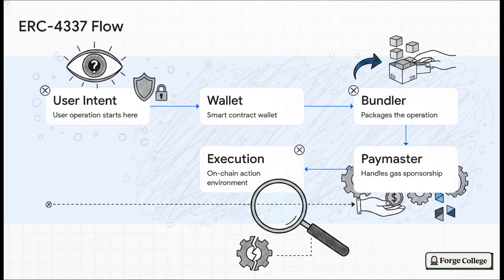And here are the suspects in our lineup, the full ERC-4337 flow. We start with the user intent, we move to the wallet, pass through the bundler, consult the paymaster for gas sponsorship, and then finally, we arrive at the on-chain execution environment. If a transaction fails, one of these 5 steps is hiding the bug, no question. Our E2E tests are going to interrogate this exact sequence from start to finish.